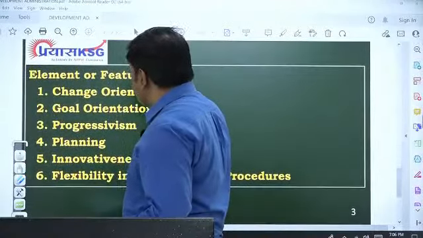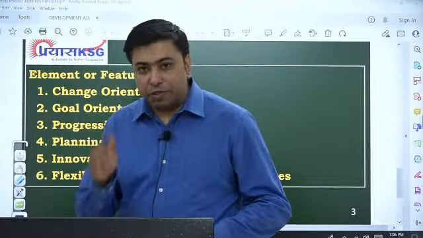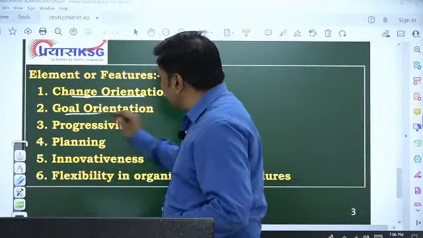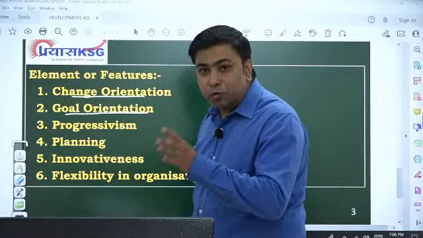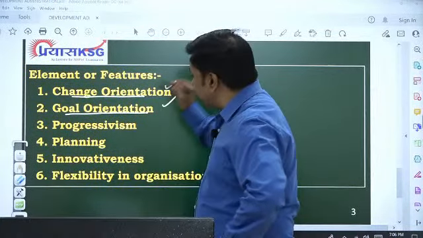Listen. So the very first feature we can demarcate in the examination with regard to development administration is called the change orientation, and the second one is called goal orientation. So two features I am going to discuss simultaneously with regard to development administration. One is change, the other one goal orientation.